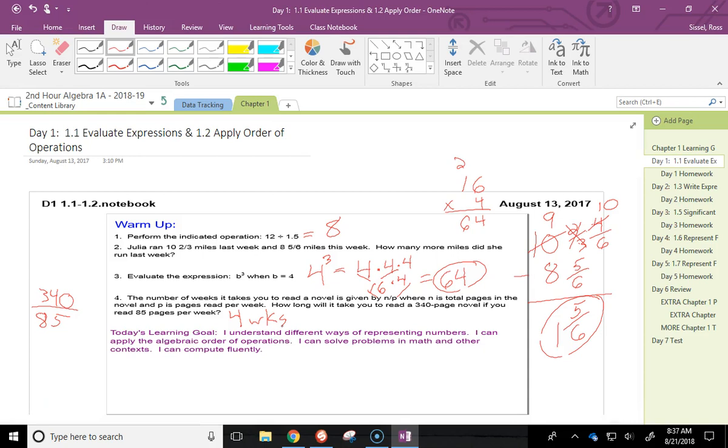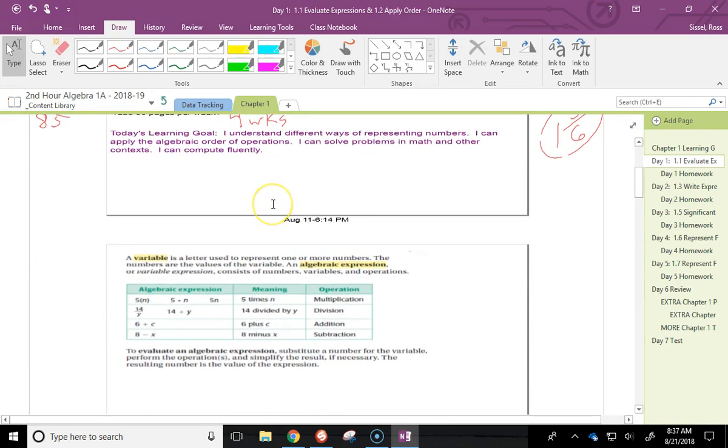Yes. I understand the different ways of representing numbers. I can apply the algebraic order of operations. I can solve problems in math and other contents. I can compute fluently. Very good. So we're going to represent numbers in different ways.